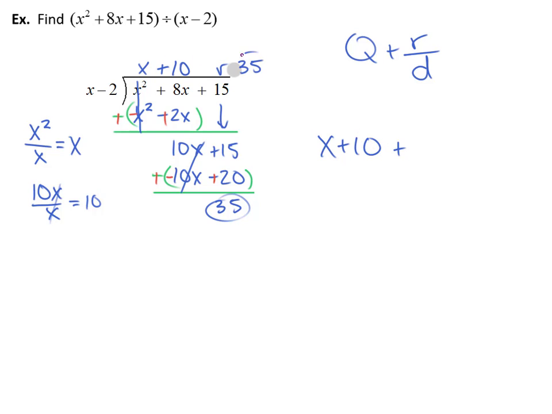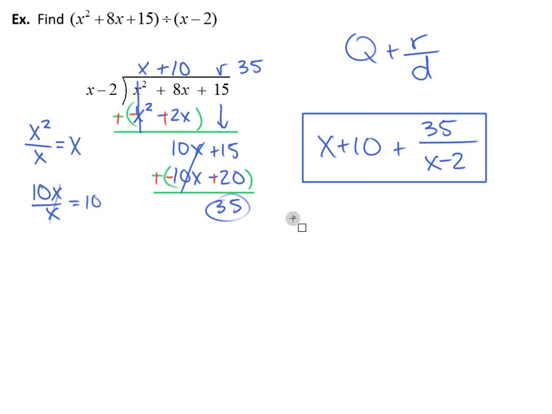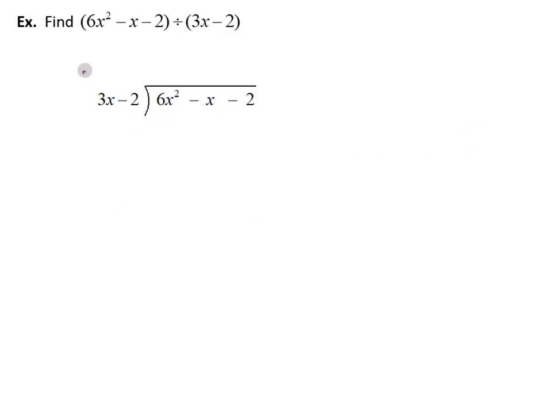My remainder is positive 35. And my divisor, what we were dividing by, is x minus 2. And that's how we'd write our answer: x plus 10 plus 35 over x minus 2.